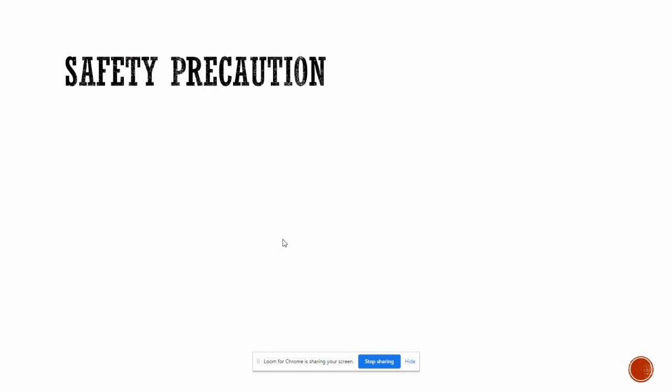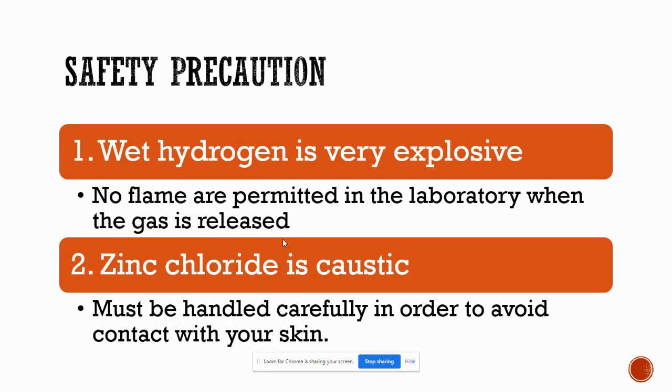Okay. Then, safety precautions. This experiment will release hydrogen. Wet hydrogen is very explosive. No flames are permitted in the laboratory when the gas is released. So please do the experiment in the fume cupboard. Then zinc chloride is caustic. It must be handled carefully in order to avoid contact with your skin. Please wear gloves when handling this experiment.